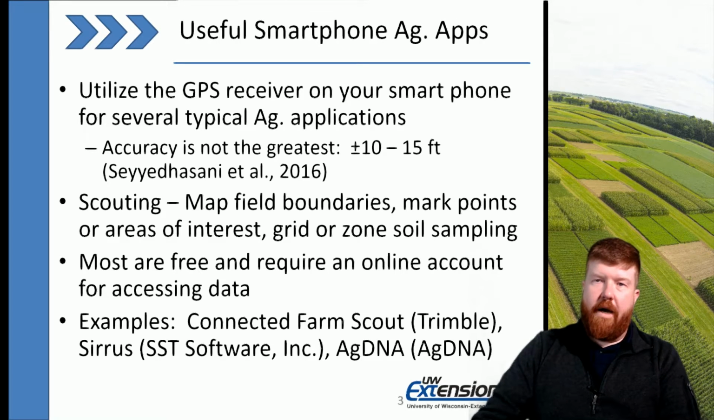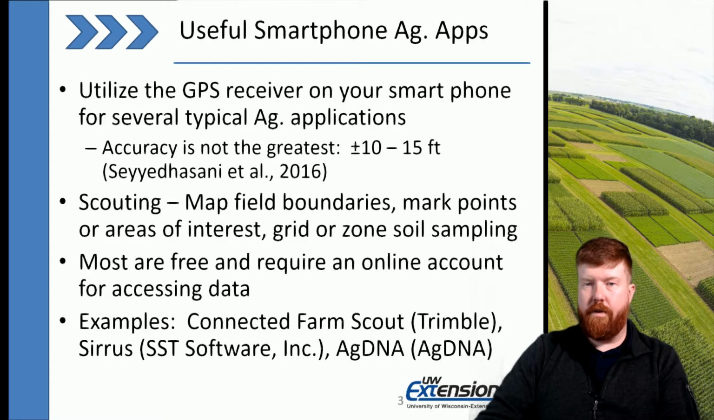So the first thing I'll tell you about is your smartphone, the device you carry in your pocket. There's a lot of neat things on there that can be used to accomplish some precision ag tasks. First off, you can utilize the GPS receiver on your smartphone for several typical ag applications. The accuracy on the GPS receiver is not the greatest. It's plus or minus 10 to 15 feet. But if we're looking at soil sampling or field scouting or record keeping of that sort, we can do a lot of that stuff. So mapping field boundaries, marking areas of interest, or even grid and zone soil sampling.